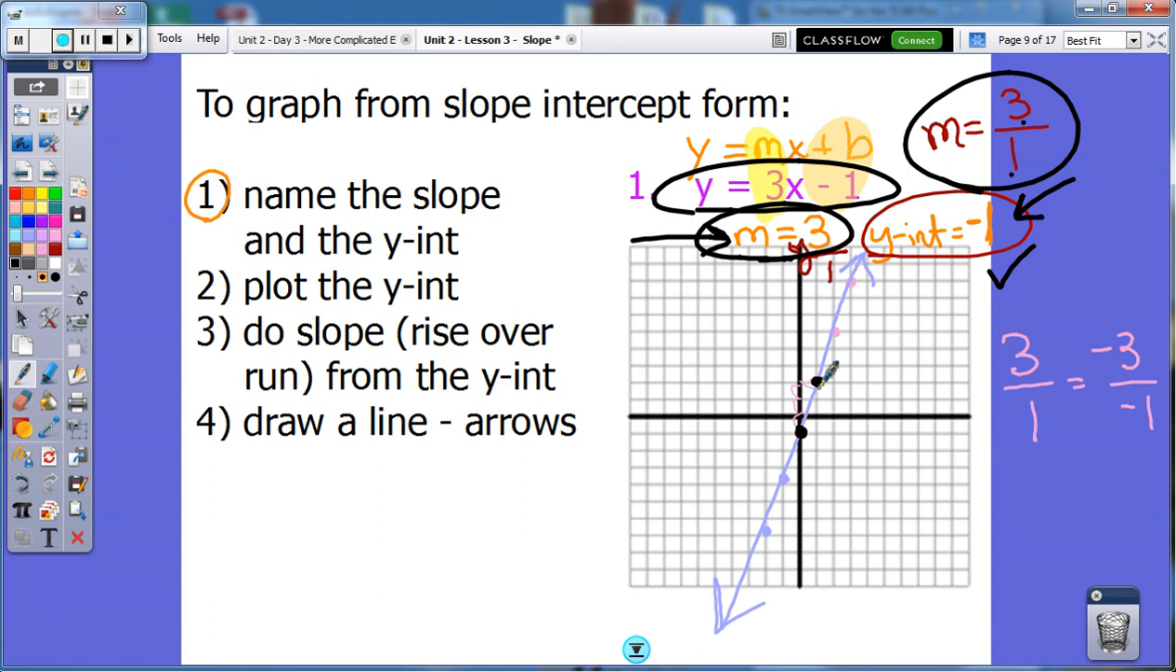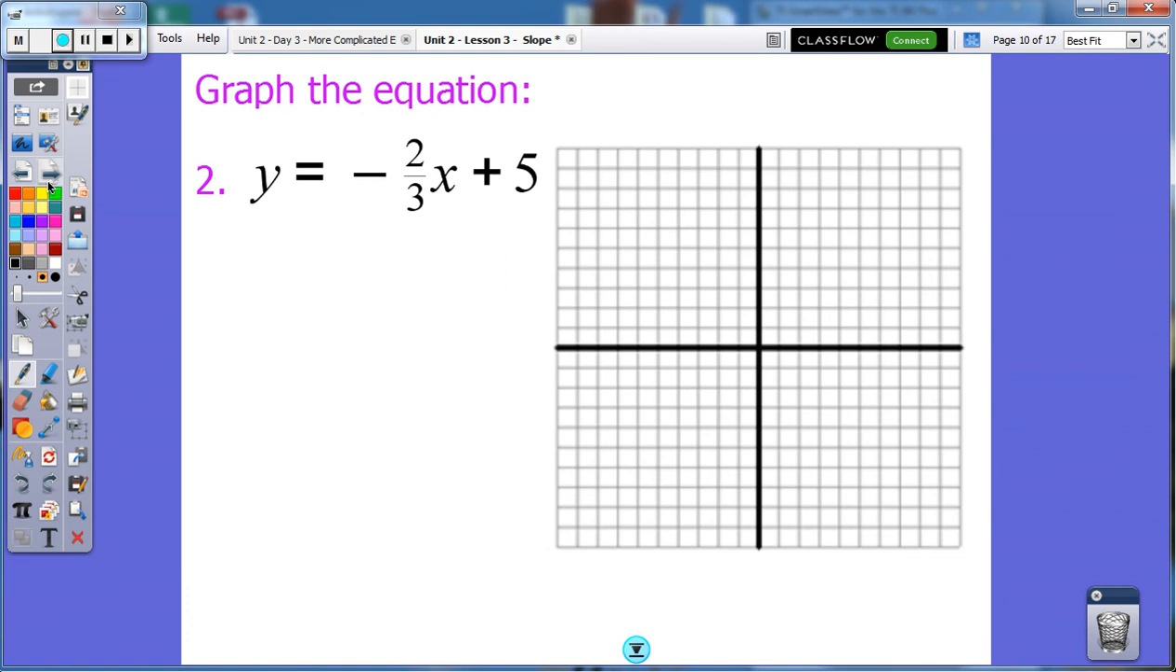Okay, so if you need to, pause it, make sure you get that down on your paper. Let's look at the next one. Okay, now it's really nice when they give them to you in slope-intercept form. They're not always going to do that. So guys, the first question I have is, is this thing in the right format? Is it in the form y equals mx plus b?